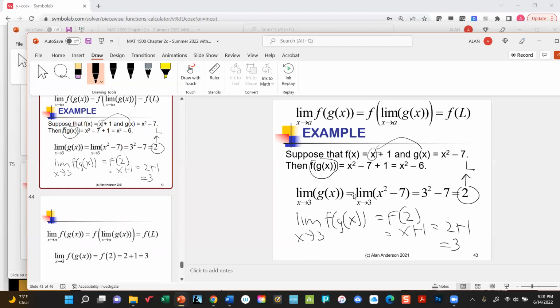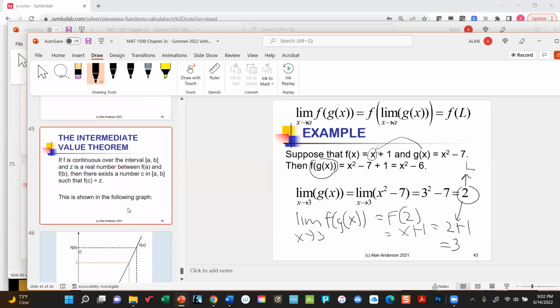So, this is a very simple example, but it can speed things up when you're trying to calculate the limit of a composite function. If you are able to apply the limit to the g of x and then use that information to come up with the limit of the entire function, just by plugging in the 2 into the f of x, that's all we need to do. So the purpose of this is just to make things a little simpler with composite functions.